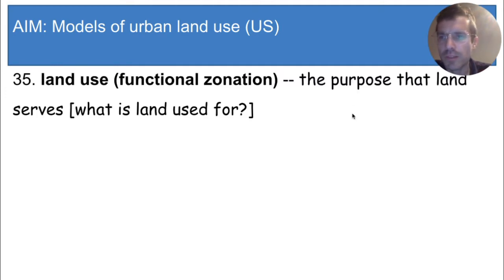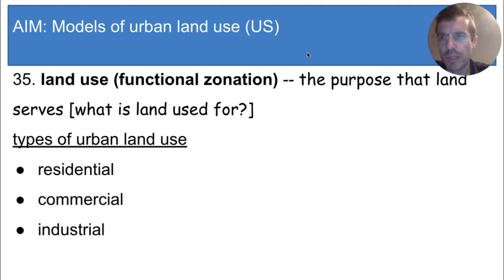Land use is the purpose that land serves. In other words, it answers the question, what is the land being used for? When geographers speak of urban land use, they're referring to the different activities that take place in different parts of a city. And they also call this functional zonation. There are three types of urban land use: residential, which is homes or apartments that people live in; commercial, which means businesses of any kind; and industrial, which means factories and warehouses.